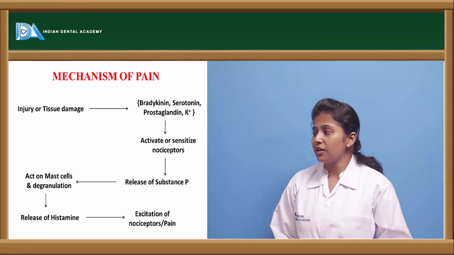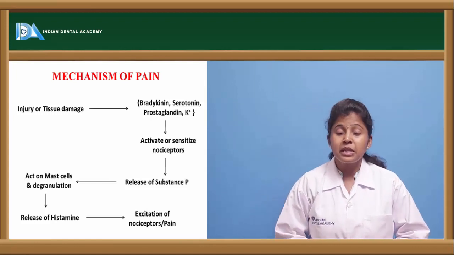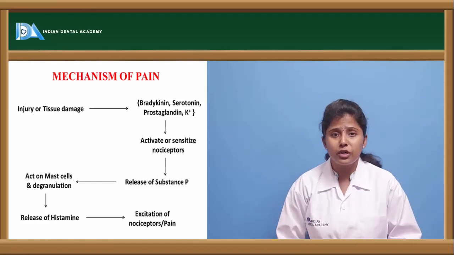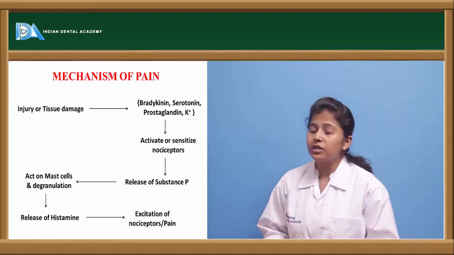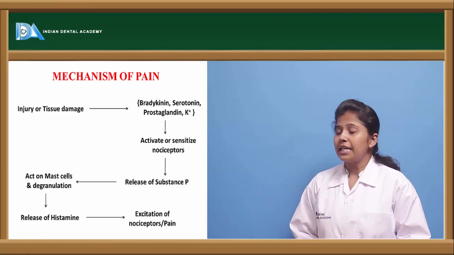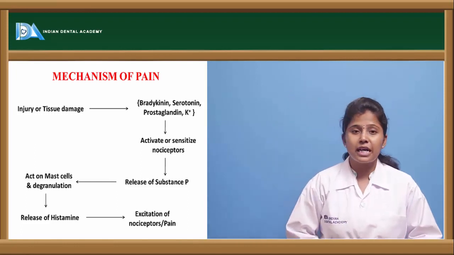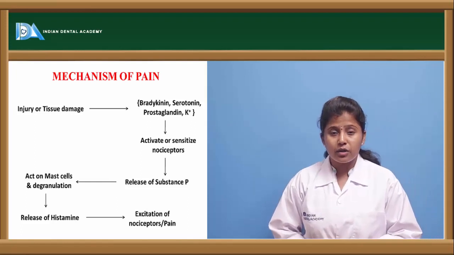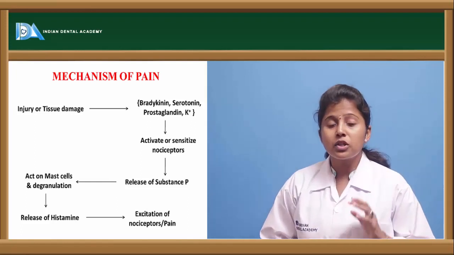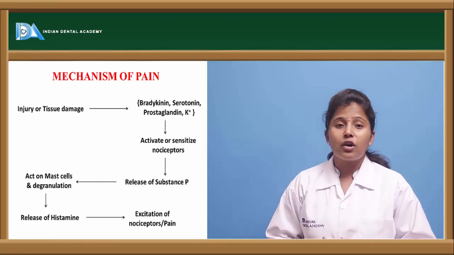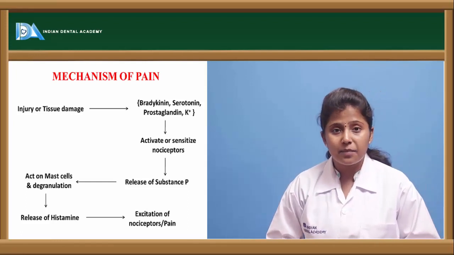Here is the flow chart. First there will be tissue damage. If there is any tissue damage, or some sort of injury to a tissue, what happens? Because of the injury, some chemical mediators like bradykinin, serotonin, prostaglandin and potassium ions are released in the body. In response to this release, there occurs activation or sensitization of the nociceptive receptors.